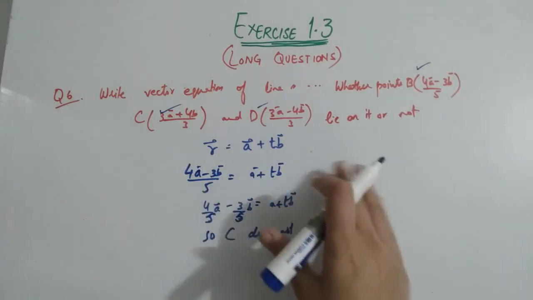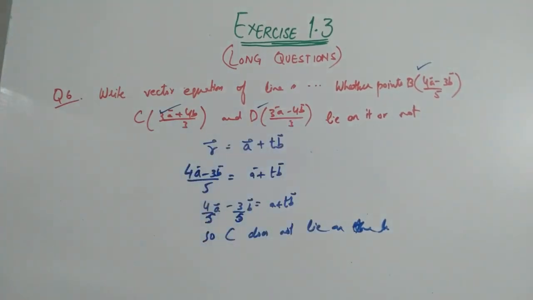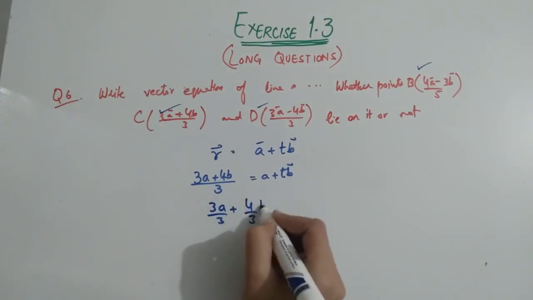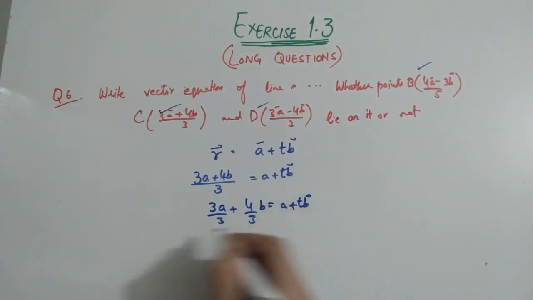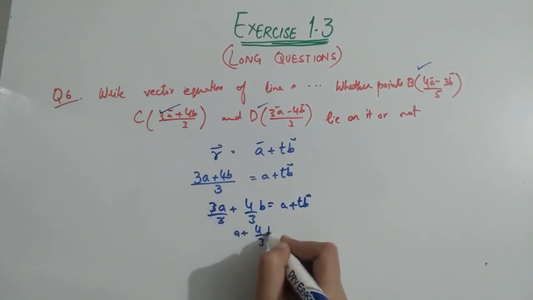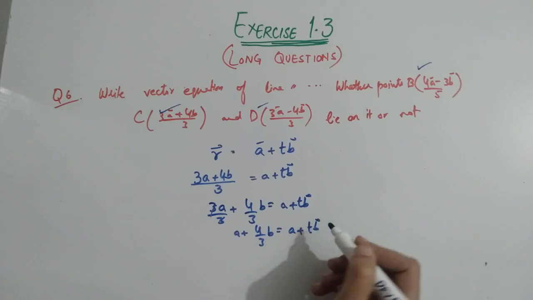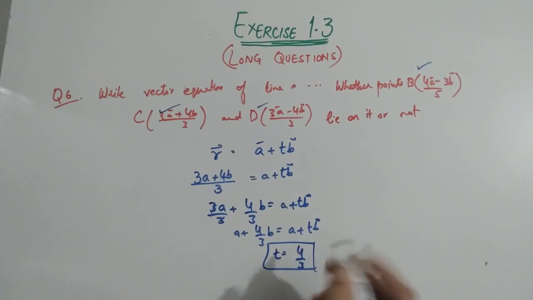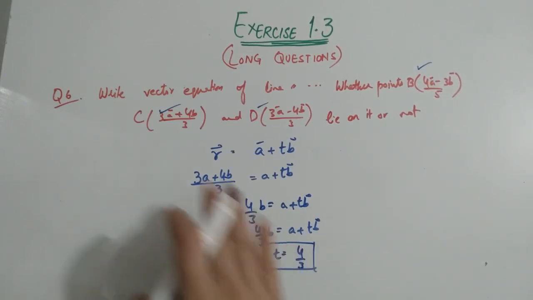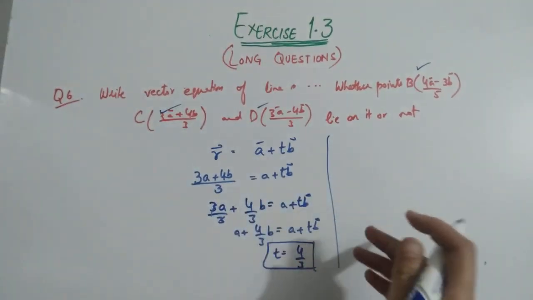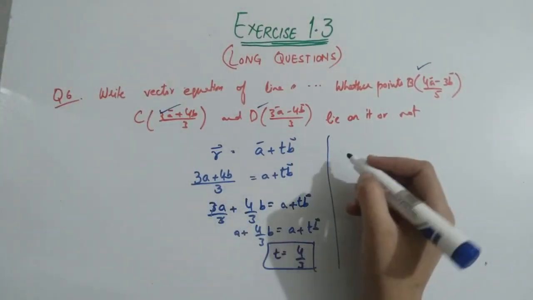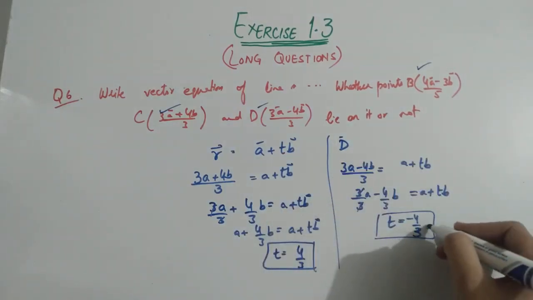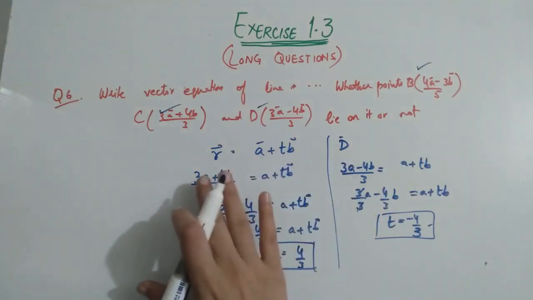Now check for the points C and D. हम इसके compare करें coefficients, so you will get t equal to 4/3. So this equation is satisfied for t equal to 4/3. It means that C lies on the line. Now checking for D, putting values. So this equation is also satisfied for t equal to minus 4/3. It means that D point lies on this line.